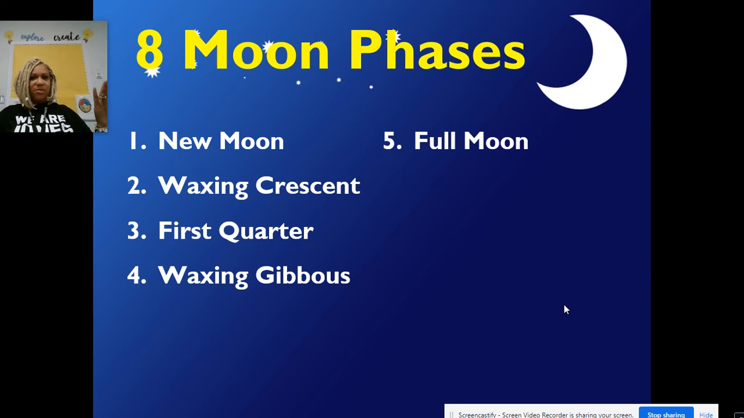Think about the werewolves. Werewolves come out during the full moon. So if you really want to think about werewolves, they don't come out but what? Maybe once or twice a month during the full moon phase, right?